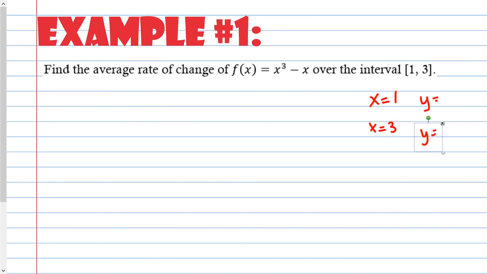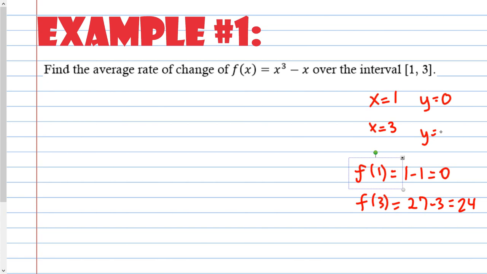And to find the y's, you just take the function and plug in the x's, right? F of 1, f of 3. So if I plug in 1, I get 1 minus 1, which is 0. So y is 0 for that first point. And then if I plug in 3, I get 27 minus 3, which is 24. That's the y for the second point. So here are my 2 points, right? 3, 24, and 1, 0.